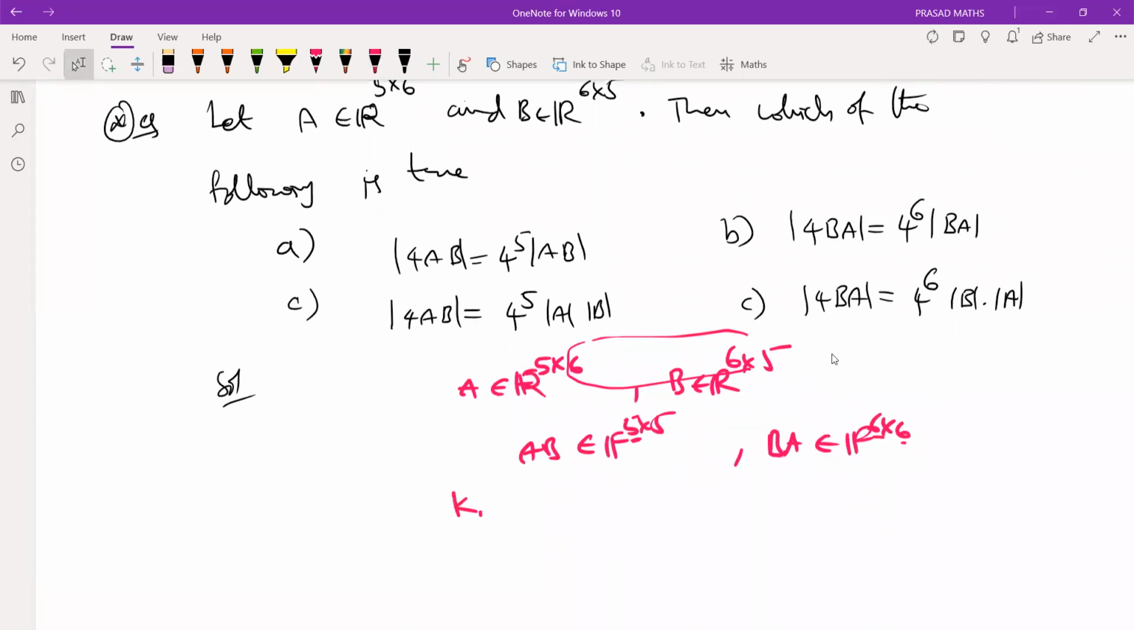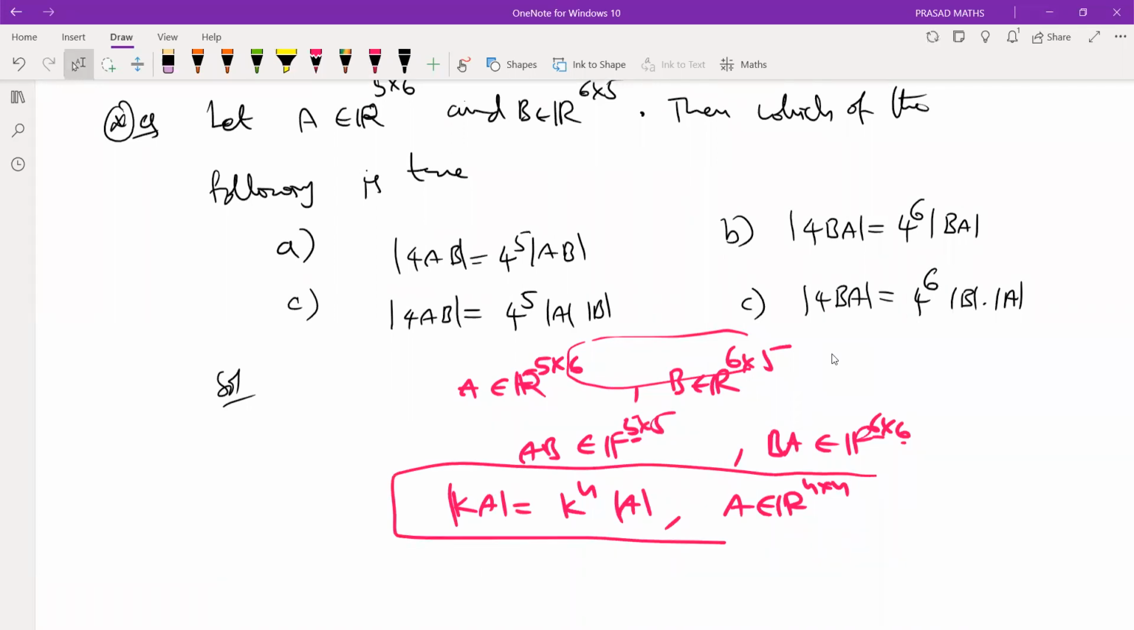I told you one technique: det of KA is equal to K power n into det A, whenever A is a matrix of order n by n. This is a very famous technique. And another very famous technique: det of AB is equal to det A into det B. You know this. Now go through the options.